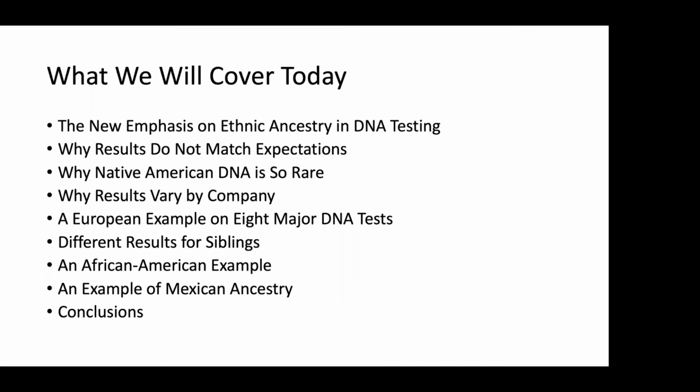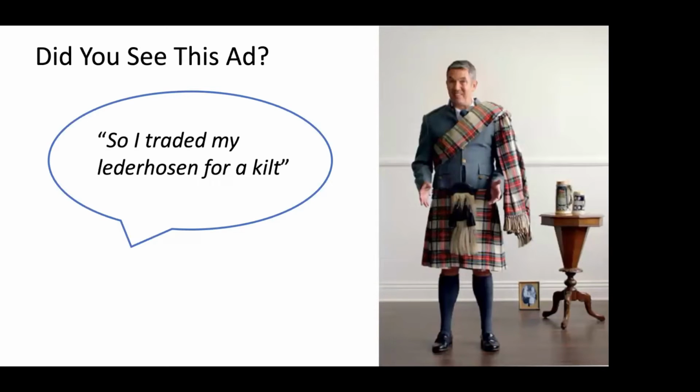So here's what we're going to cover today. We'll explain why ethnic ancestry has become such a hot topic. You will learn many reasons why results don't match expectations. We'll talk about why Native American ancestry is so rarely found and why results vary by company. Then we're going to compare the results of 8 different DNA tests for one person of European ancestry. Other examples will include siblings, an African American, and a person of Mexican ancestry. Then I'll share some conclusions.